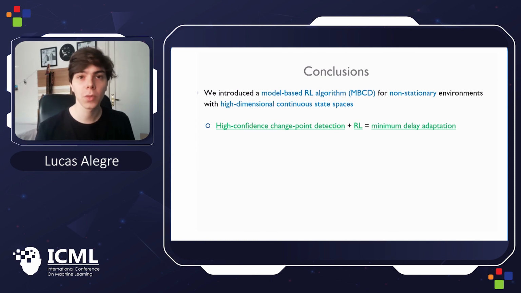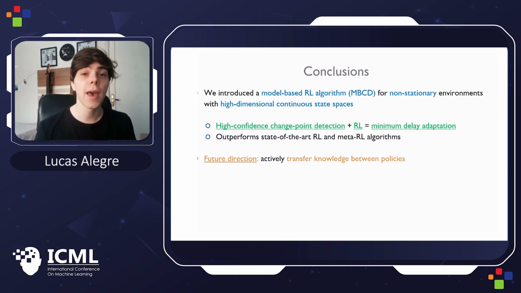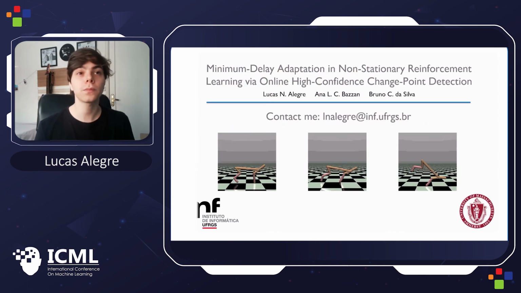In summary, we introduced a model-based RL algorithm that efficiently learns in non-stationary settings with high-dimensional continuous state spaces. We showed that high-confidence change point detection statistics can be combined with reinforcement learning to enable adaptation with minimum delay, outperforming state-of-the-art reinforcement learning algorithms. As a future direction, MBCD could be improved in combination with policy transfer learning algorithms. A limitation of our method is dealing with environments that instead change slowly and gradually.